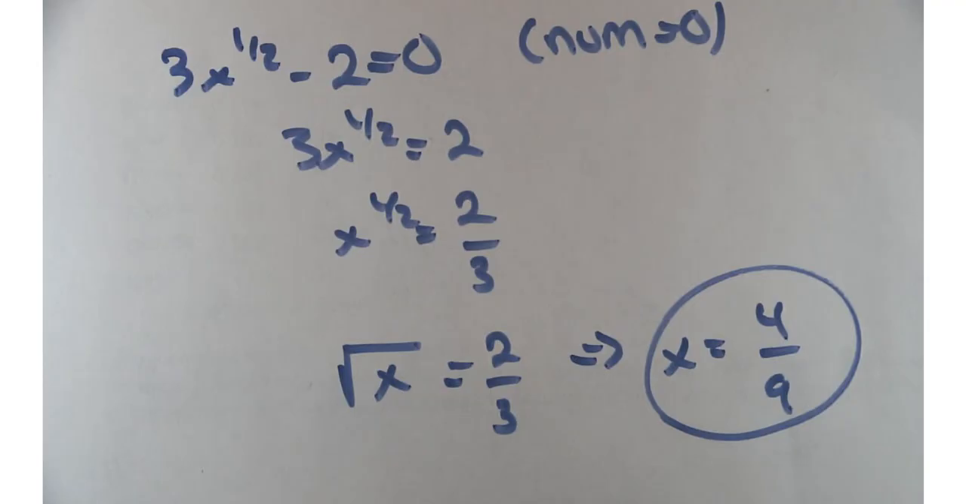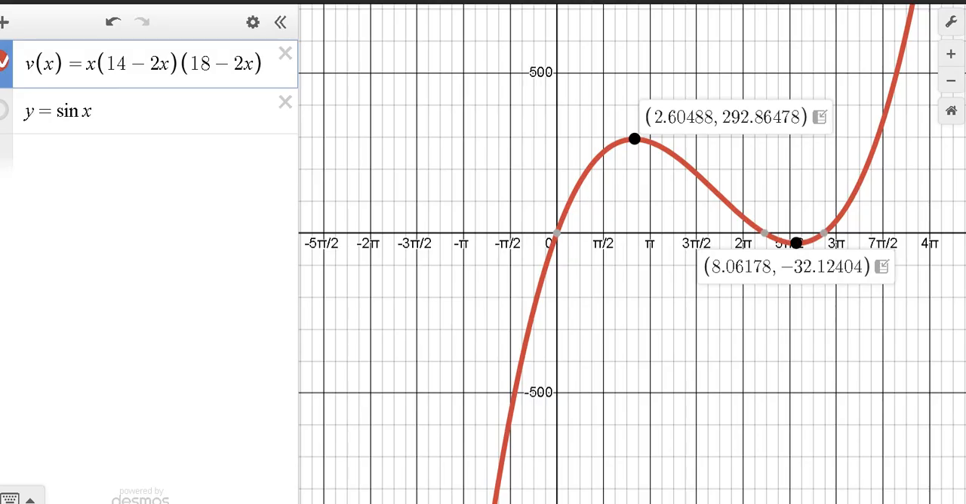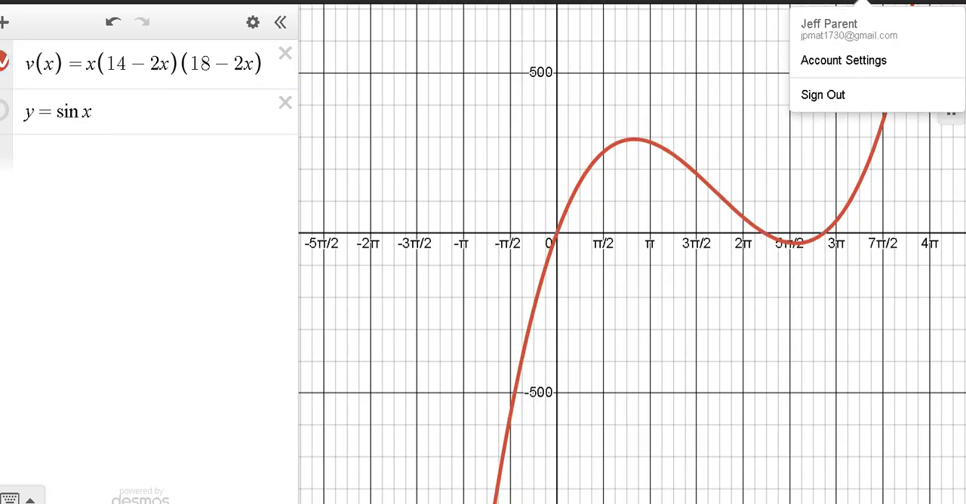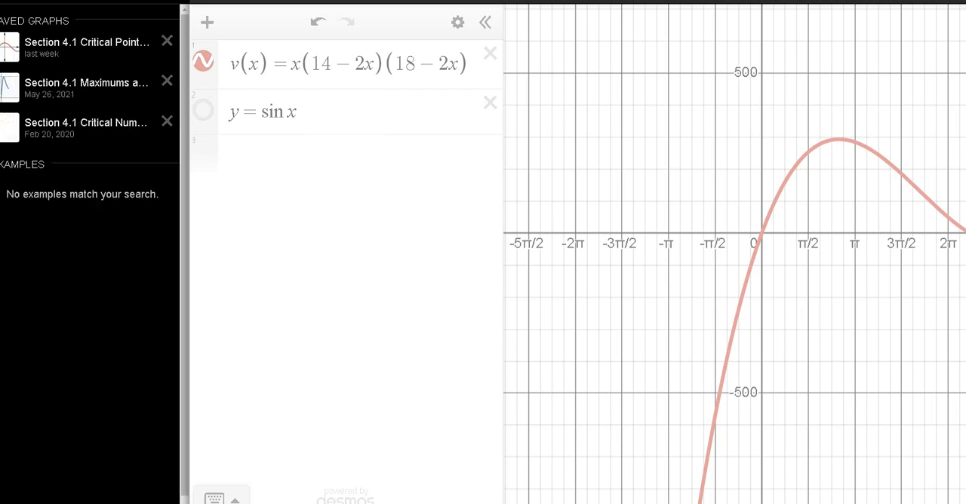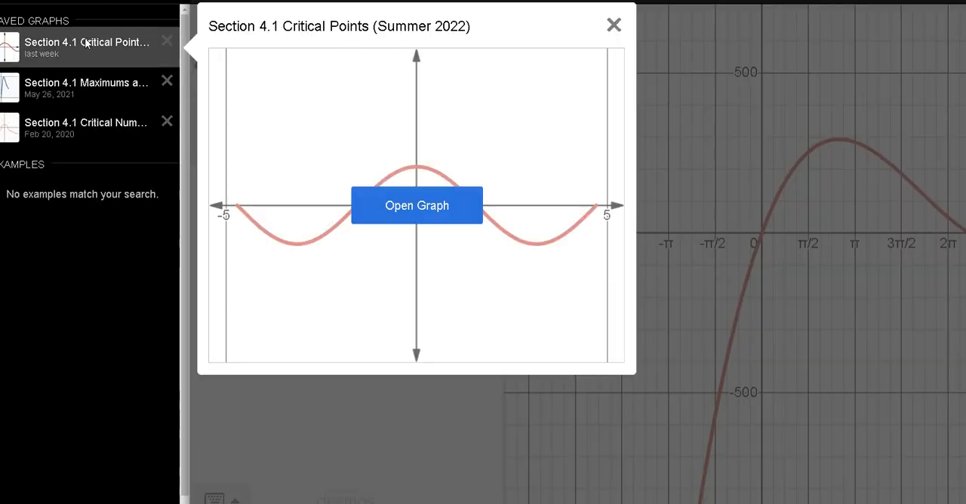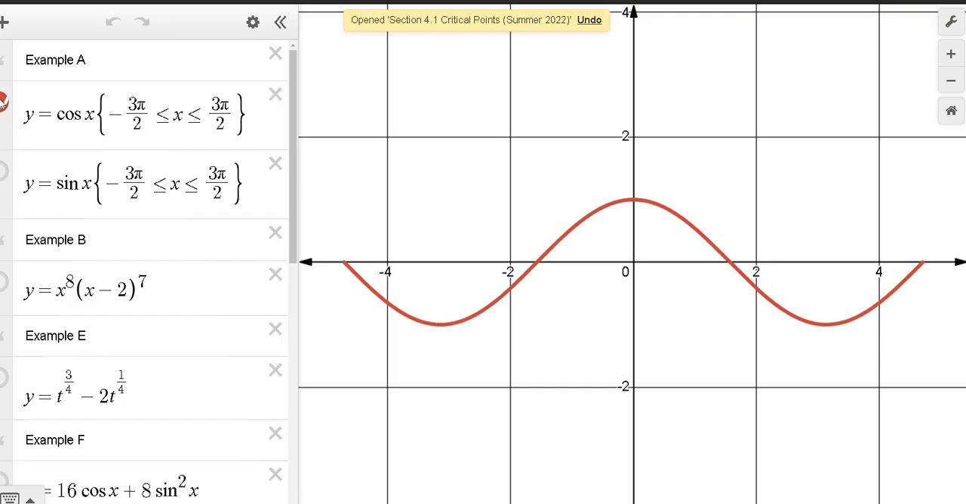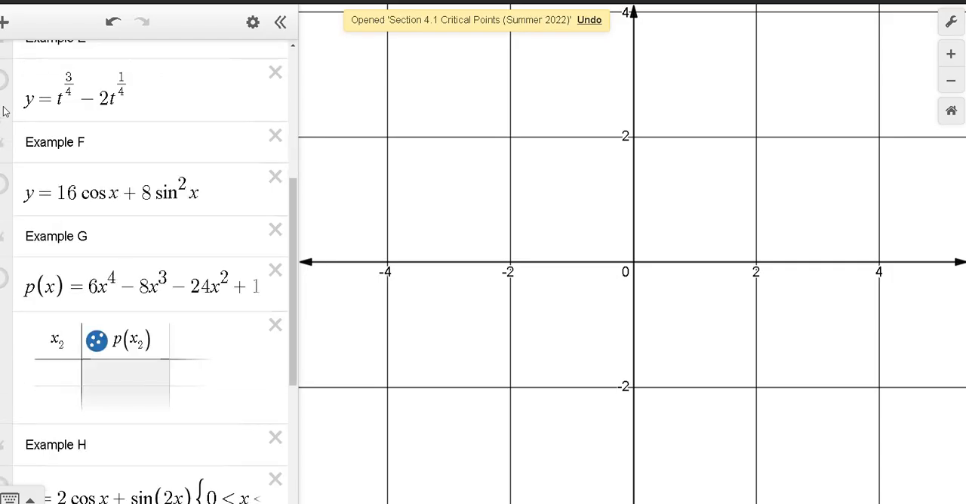Let's look at the graph of this and see if it makes sense. And let's see, my aunt's signed in. Yes. So I should be able to pull up 4.1. So yeah, here we go.